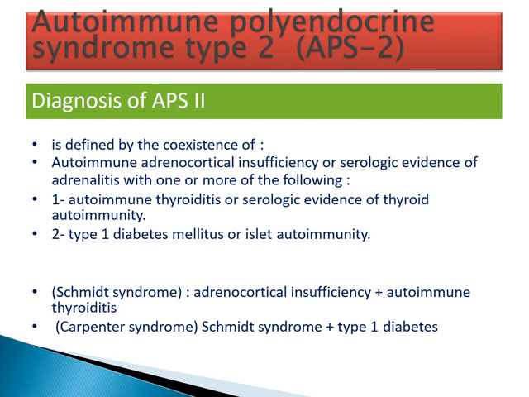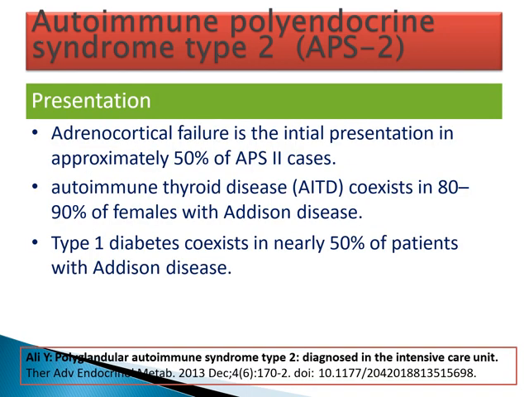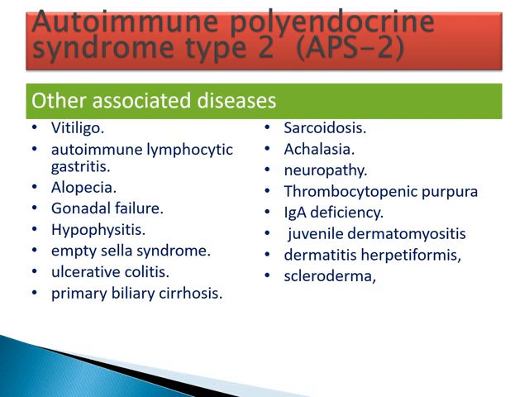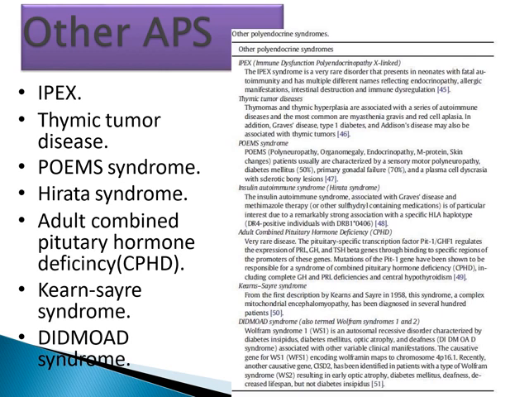Usually, presentation is with adrenocortical failure in the initial presentation, in 50% of cases of APS2. Then comes the autoimmune thyroid disease, coexisting in 80 to 90% of the females with Addison disease. Type 1 diabetes coexists in nearly 50% of the patients with Addison's disease. There are many other diseases with APS2, and IPEX, about which we have a few words in the next slide. Then the thymic tumors, which are also other autoimmune polyglandular syndromes.